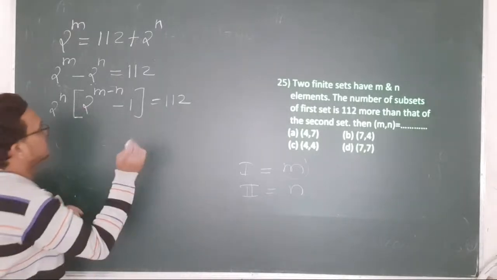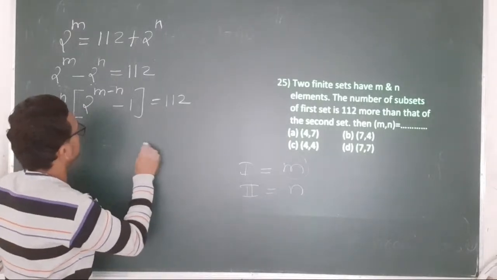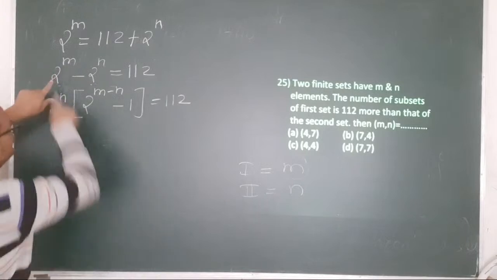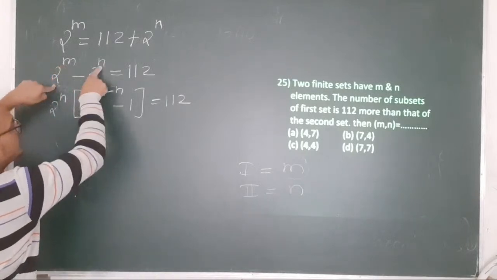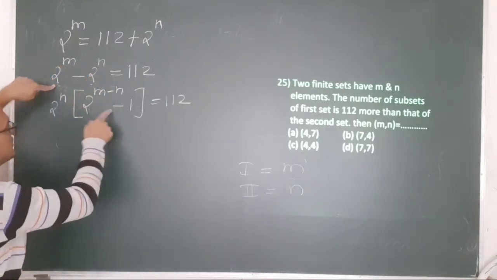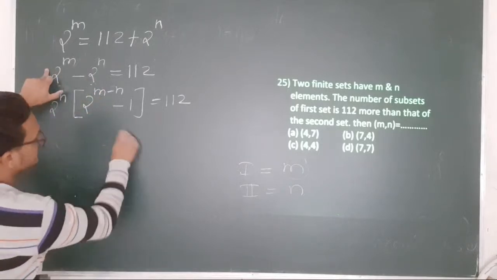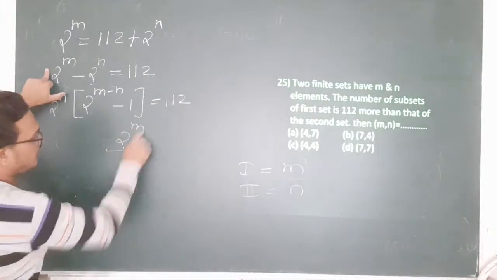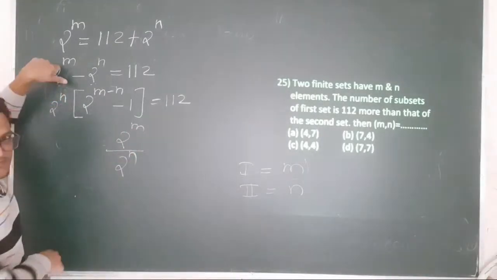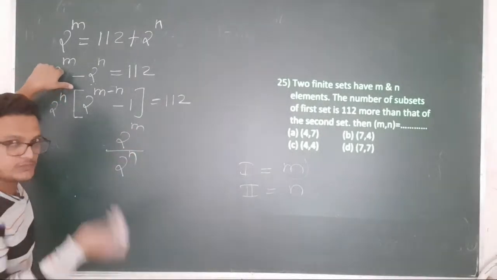Now let me write one simple question. Actually 2 to the power m minus 2 to the power n, there is no common at all, but forcibly I have taken 2 to the power n as common. If I take common from this, it means for 2 to the power m, 2 to the power n will divide. Taking common means we are dividing.